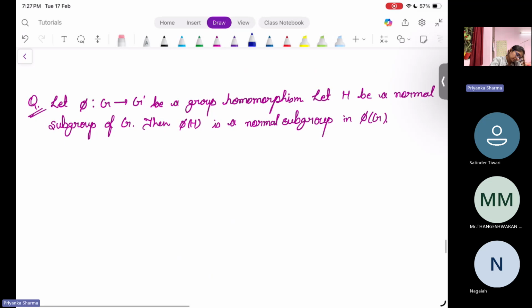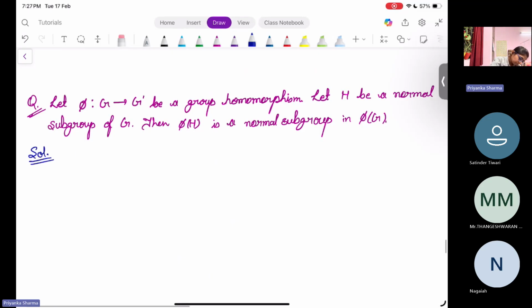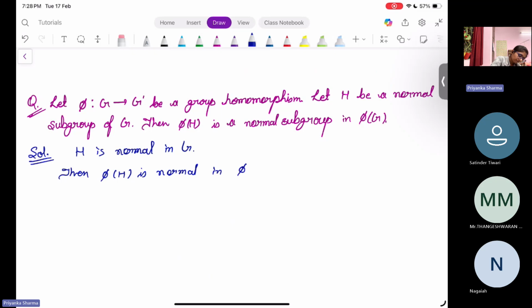Now, next question. Under the same assumption, G and G dash are two groups, phi is a group homomorphism from G to G dash, and H is a subgroup of G. If we say that H is a normal subgroup, then phi of H is a normal subgroup of phi of G. Does it mean if H is normal in G, then phi of H is normal in phi of G?